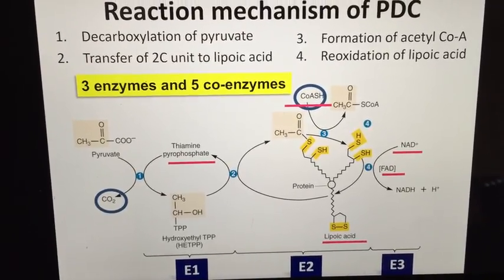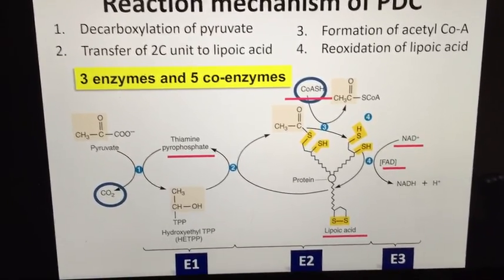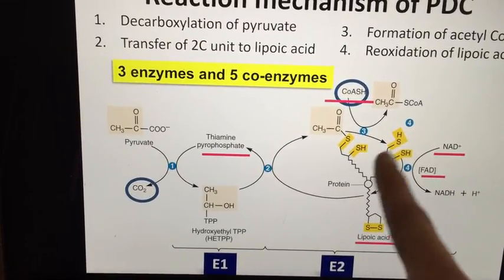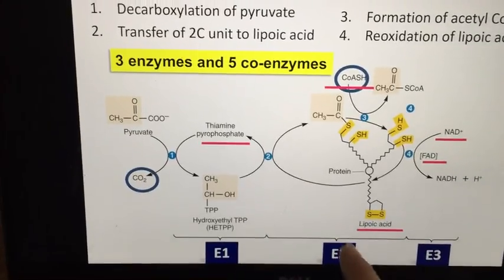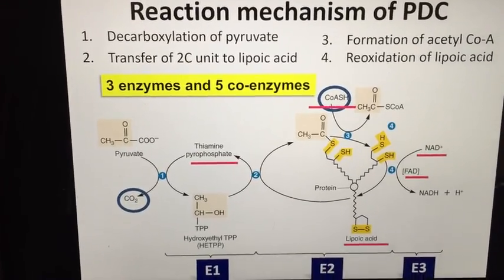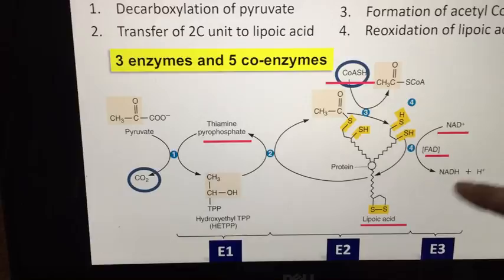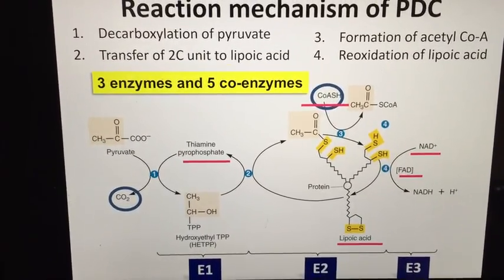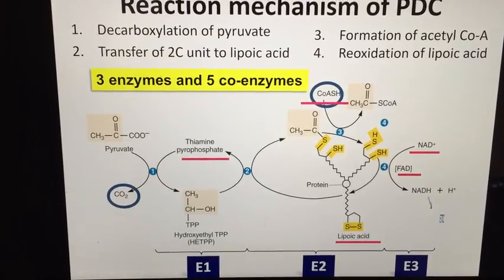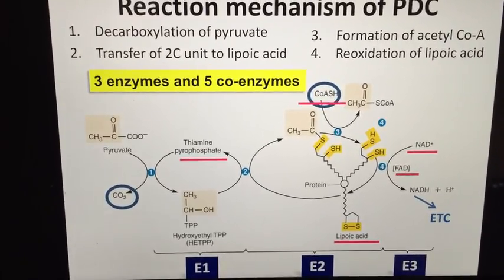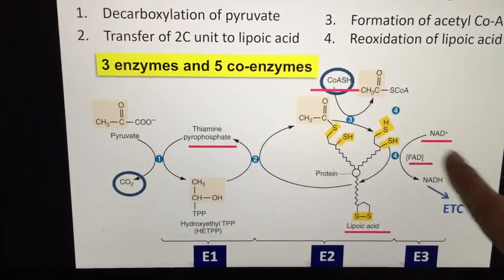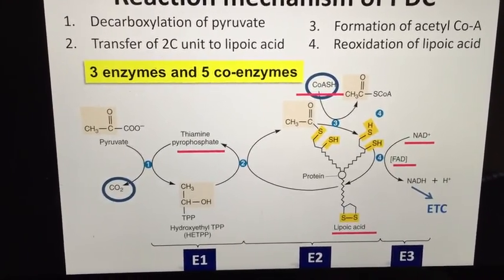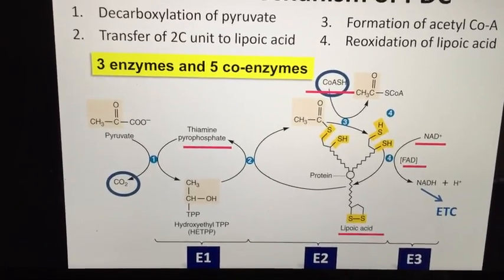So this step actually has nothing to do with the decarboxylation of pyruvate, which was enzyme 1, or with the formation of acetyl-CoA, which is enzyme 2. This one just replenishes the enzyme so that it can function again. And in this process, NADH is produced, which can then go through to the electron transport chain, and we spoke about this. 2 free electrons are produced.